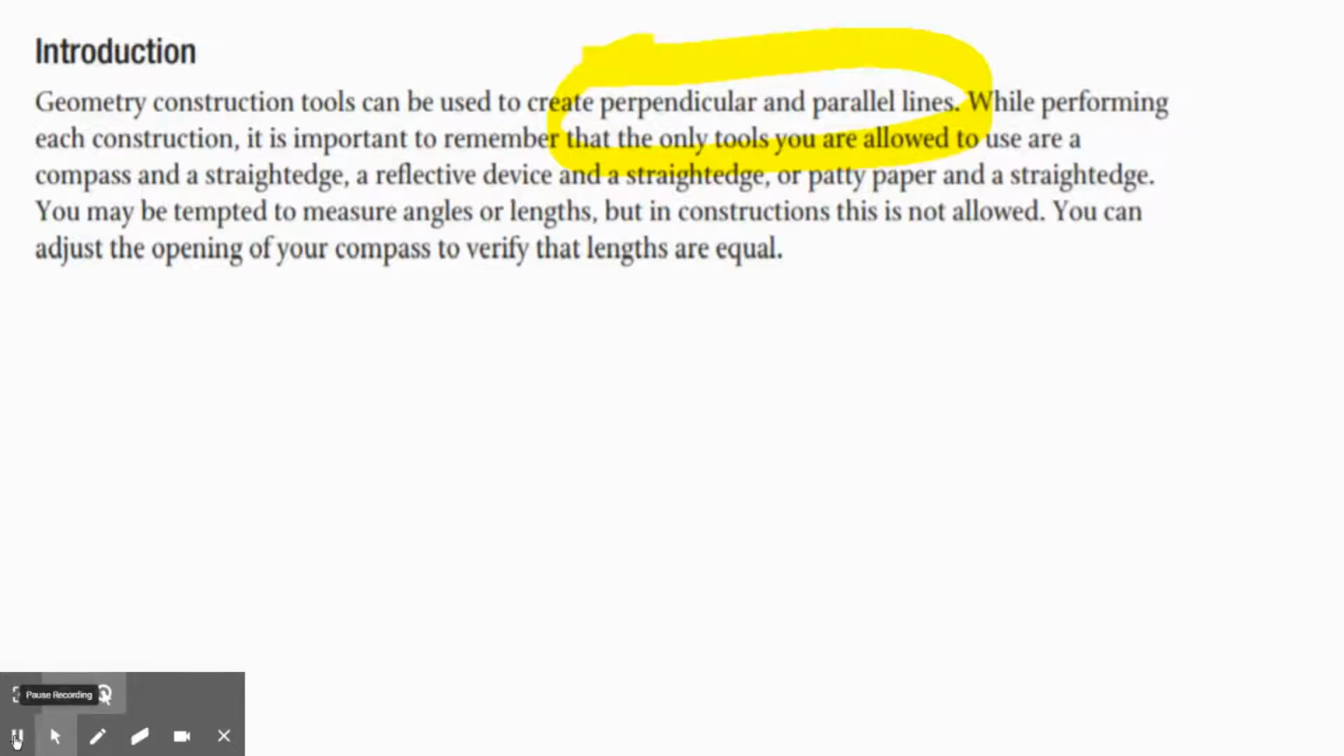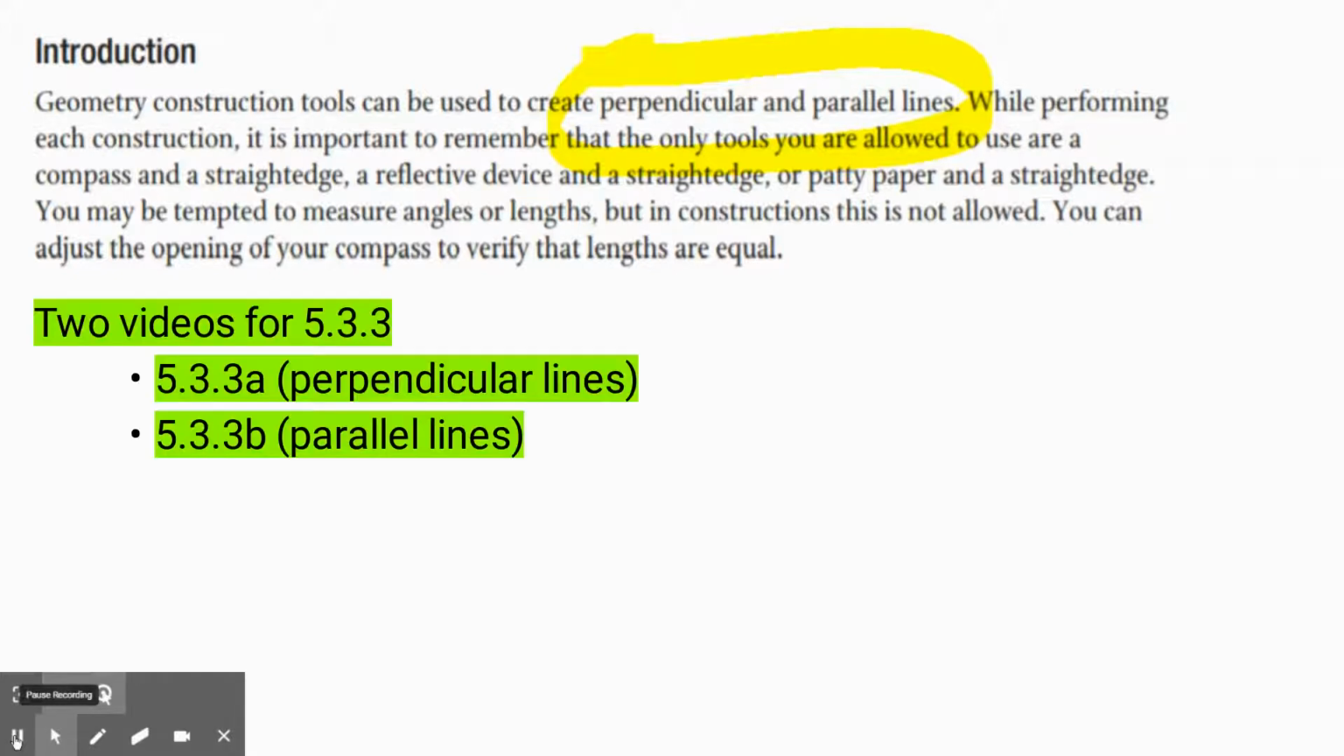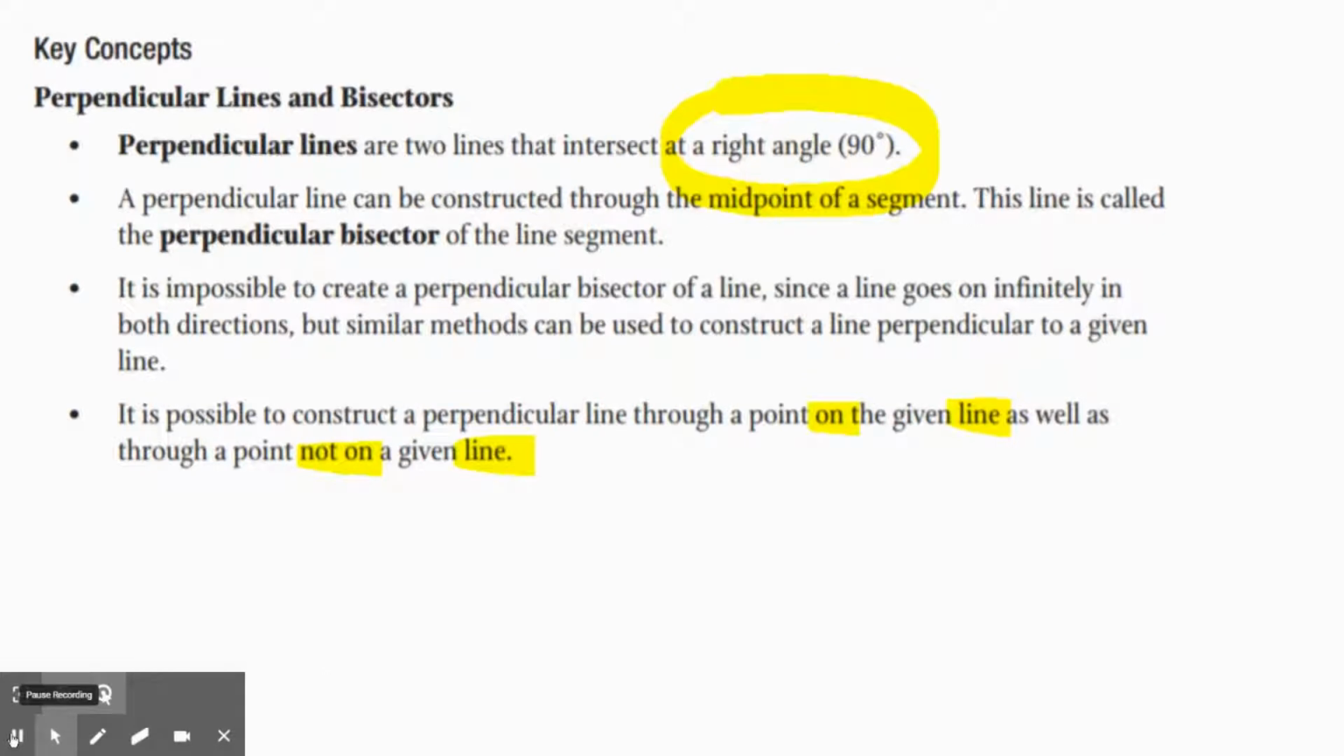In this section, we're going to look at constructing perpendicular and parallel lines using the knowledge we've obtained so far regarding geometric constructions. I've decided to make two separate videos. This video will be on perpendicular lines, and then in the next video, 5.3.3b, will be the constructions for parallel lines.